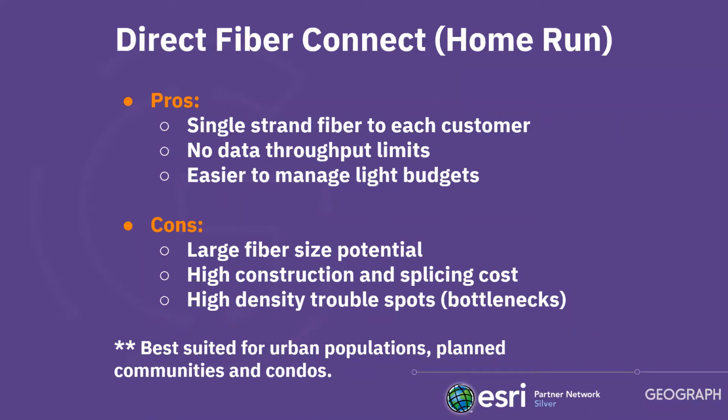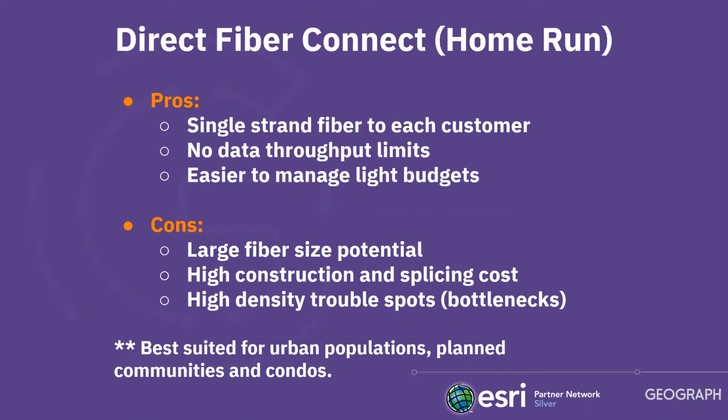So, indirect fiber connect, or the home run. Let's talk about the pros. As mentioned, one of the pros is you've got a single strand of fiber. So you've got a dedicated pipeline from the optical switch all the way to the ONT or the terminating customer. Anyway, there are no data throughput limits. You have very few limits on how much data you can push through that pipeline. Really, the only thing you're limited to is the equipment on both ends, and that is constantly evolving and can be easily switched out as long as you have that outside plant network dedicated between those two devices at the switch and at the terminal.